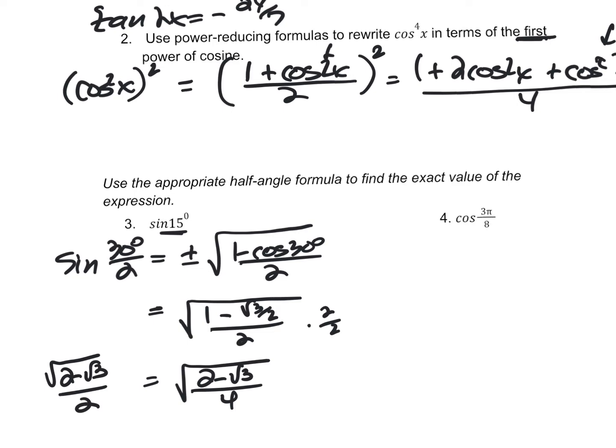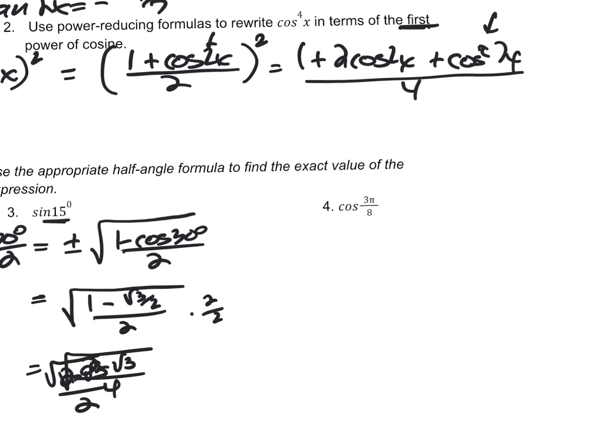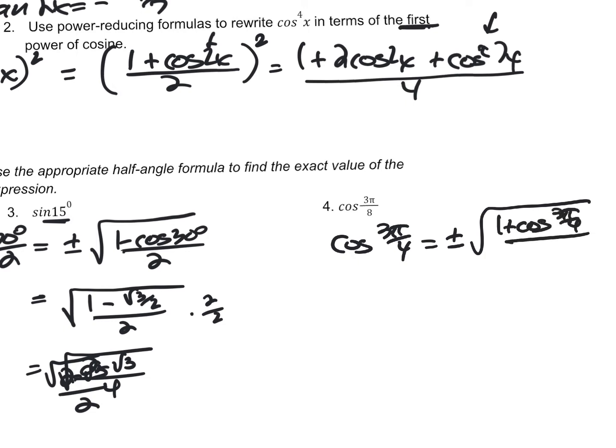Number 4 says cosine 3 pi over 8. Cosine 3 pi over 8 is half of 3 pi over 4, believe it or not. So, same deal, plus or minus. This time it's 1 plus cosine of the angle, which is 3 pi over 4, all over 2.